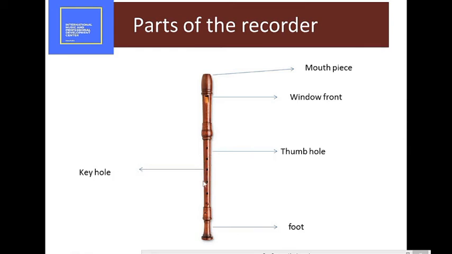Then we have the keyholes. All these are keyholes. All these are what? Keyholes. Alright, so 8 holes. The thumb hole, which is behind, this is the second, the third, the fourth, the fifth, the sixth, the seventh, and the 8th. So that's why we say the recorder has 8 keyholes. Alright, so here, this part is called the foot. Is that clear? The foot. So you can go through that again.